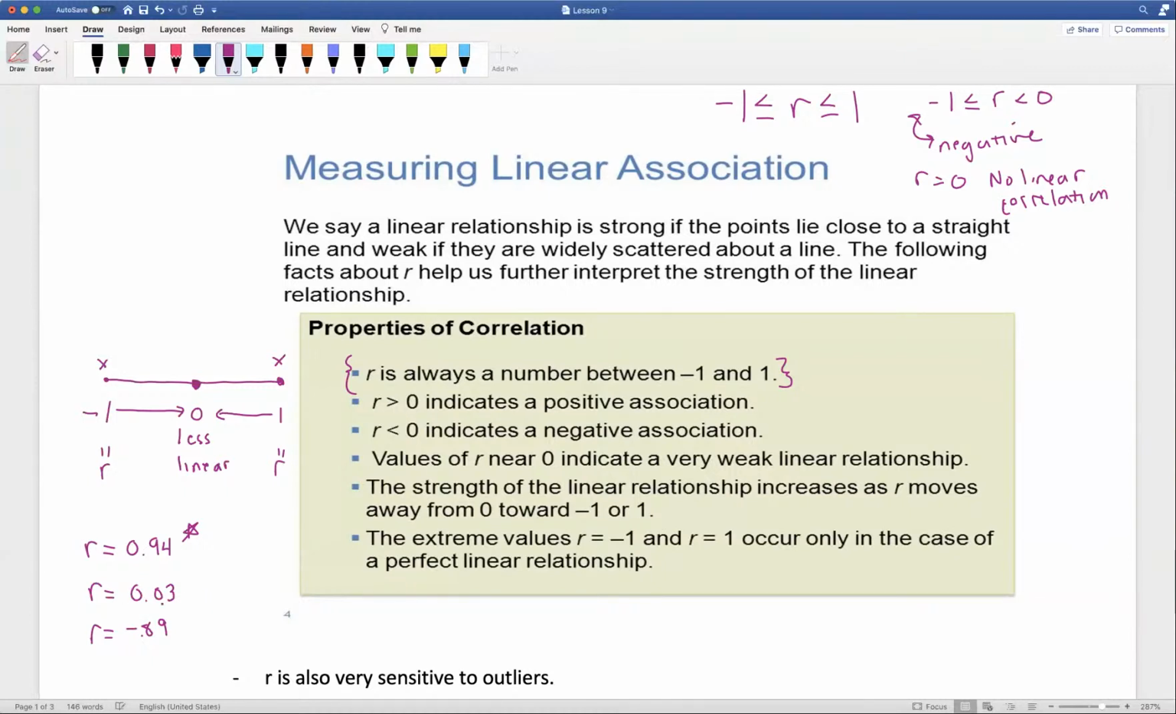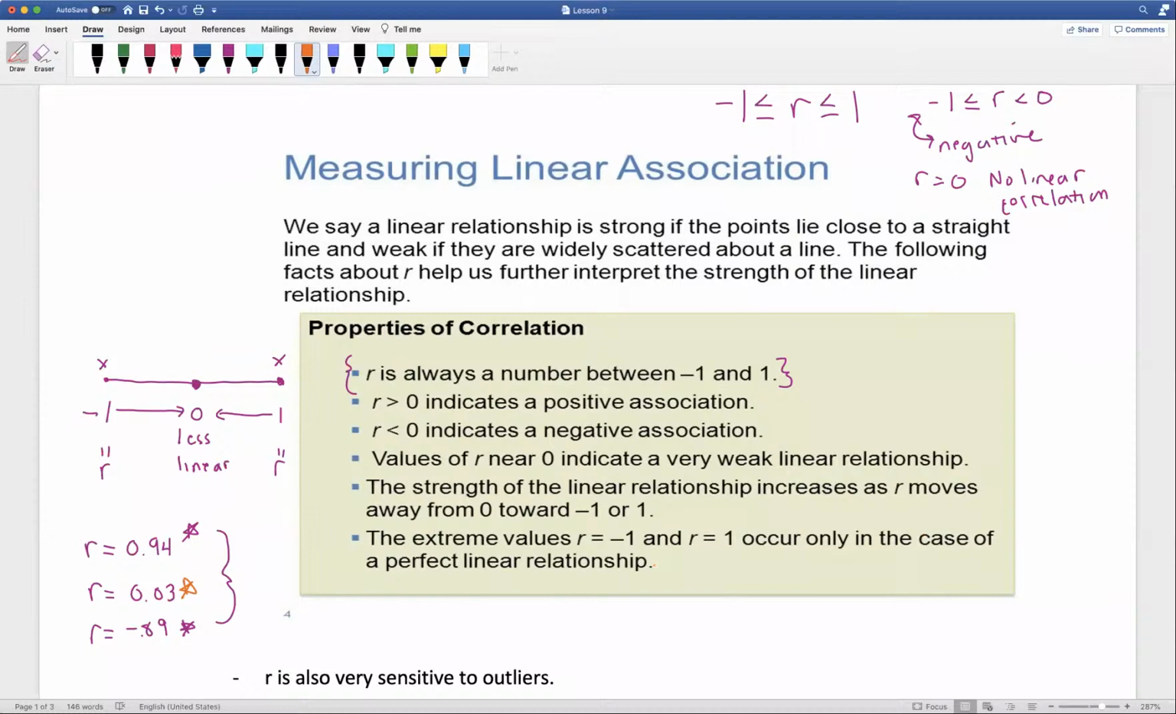Now, what about R is equal to 0.03? Well, 0.03 cents is pretty close to not having any money in your pocket, so it's pretty close to 0. So there's pretty much no type of linear relationship if R is equal to 0.03. R is equal to -0.89 is a fairly strong linear relationship because -0.89 is fairly close to -1. So these two we would say are fairly strong in terms of having a strong linear relationship. And this guy over here is not so strong at all. There's pretty much no linear relationship if R is equal to 0.03.